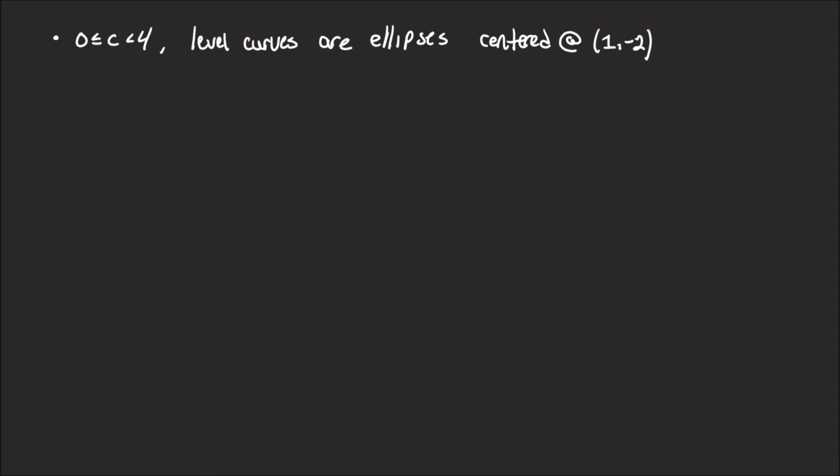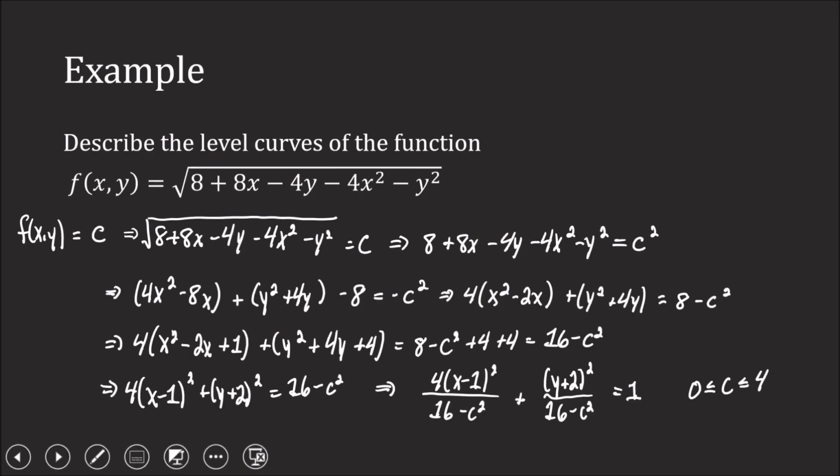Right? The only thing that would change would be the semi-major and semi-minor axes, depending on the value of c we have. Now, if c is 4, then this is 0. Well, then there's only one solution. It would be a point, right? There's only one specific x value and one specific y value that would make this 0. And that's the point (1, -2).